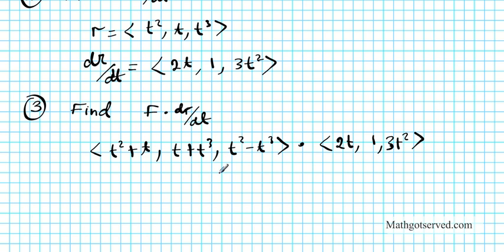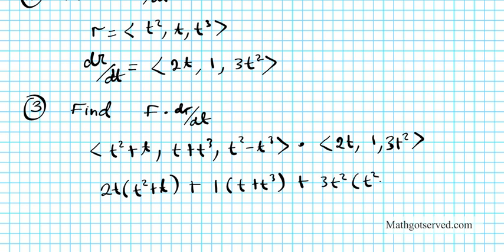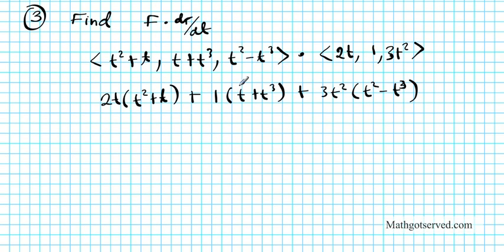All right, so let's go ahead and do the dot product. We're going to have 2t multiplied by t squared plus t, plus 1 multiplied by t plus t to the third, and then plus 3t squared multiplied by t squared minus t to the third. We're just multiplying the x's together to get the first term, the y's together to get the middle term, and then the z's together to get the last one. So that's your basic arithmetic procedure for finding dot products.